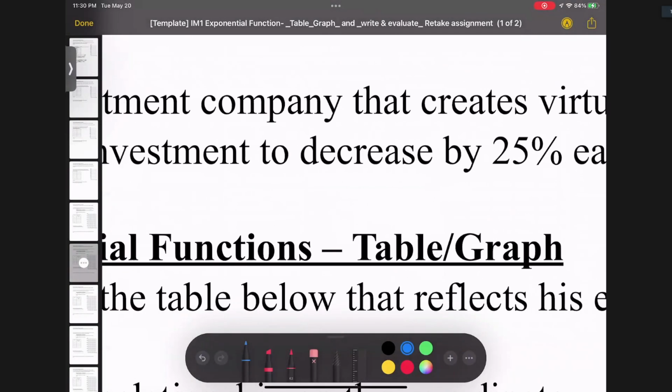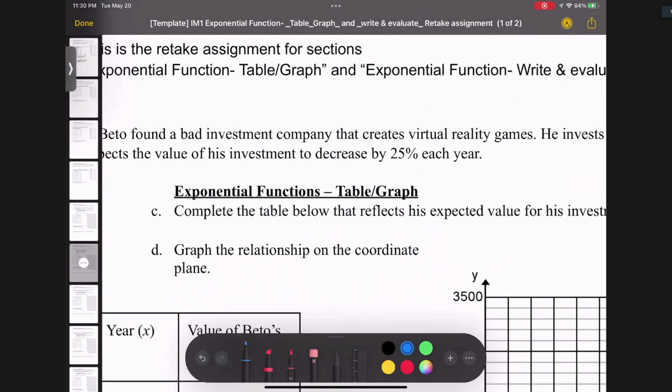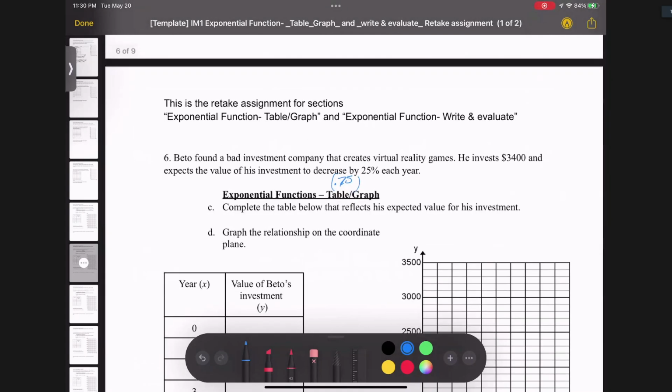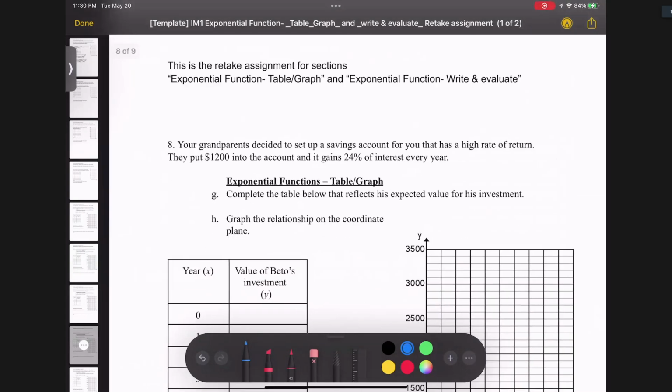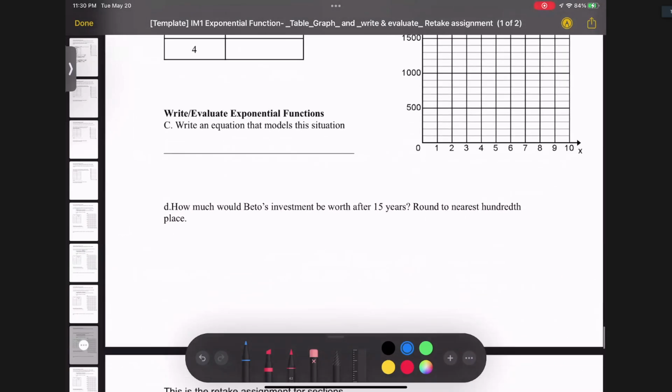And again, the key word is decrease. So that means you're losing. What's your multiplier in this case? This is going to be 0.75. That's going to be your multiplier for this problem, because you're going down. Let's see, I already talked about the curve.